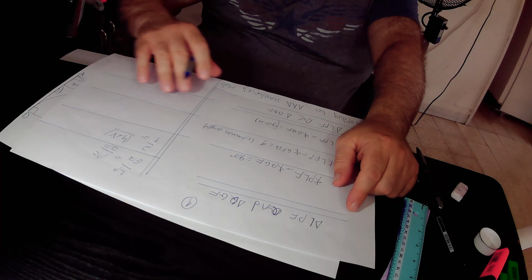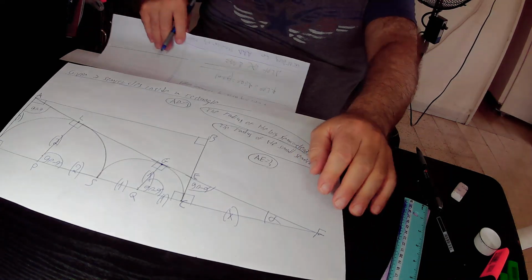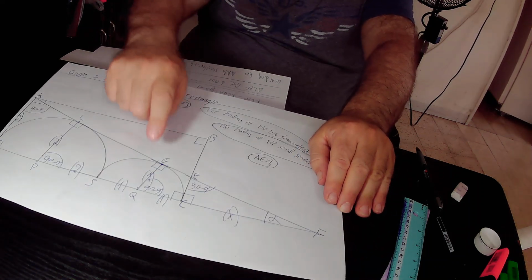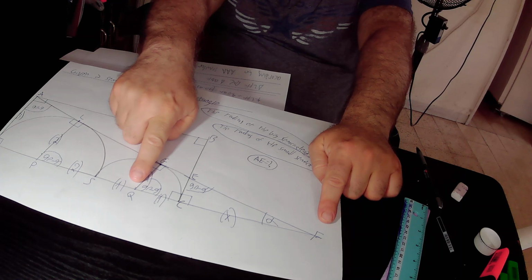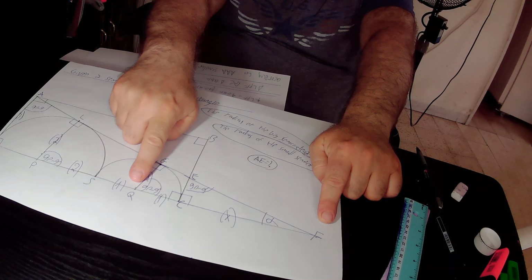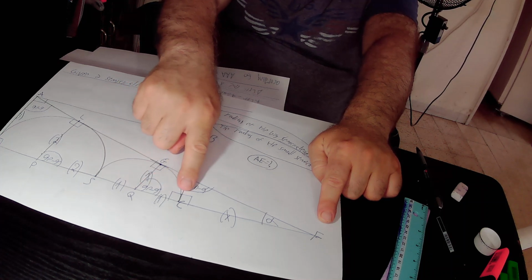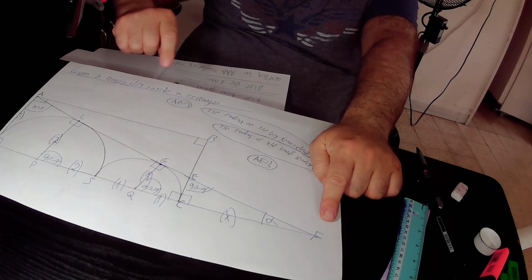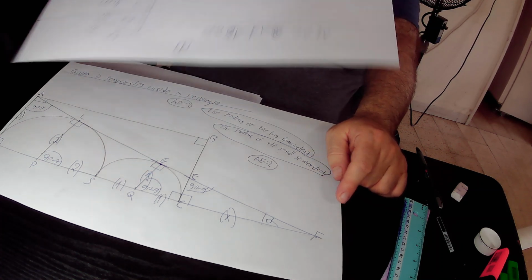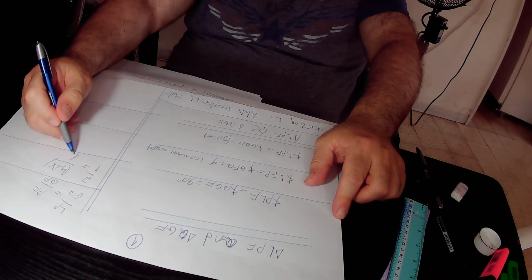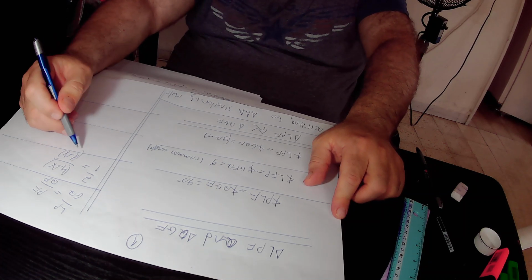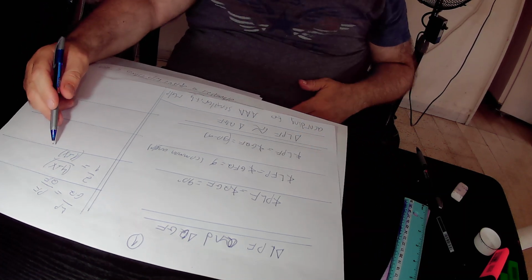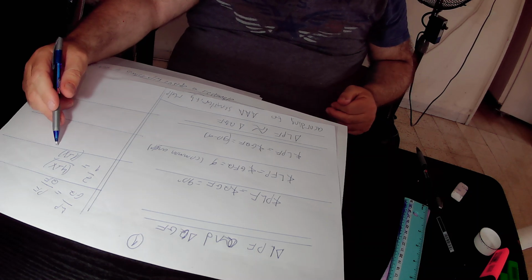And what is the value of QF? QF in total equals 1 plus X. Again, QF in total equals QC, that is 1, plus CF, that is X. So in total, QF equals 1 plus X. So in conclusion, we found out that 2 over 1 equals 4 plus X over 1 plus X.